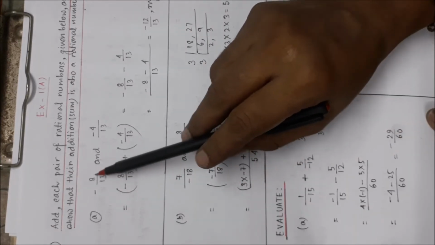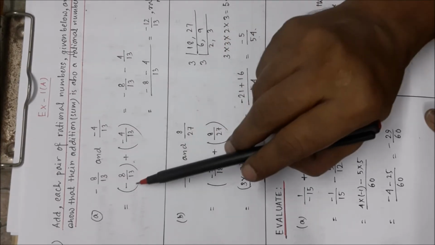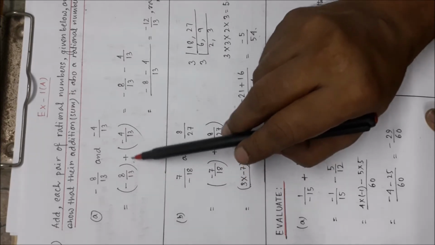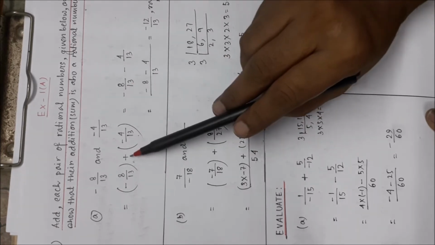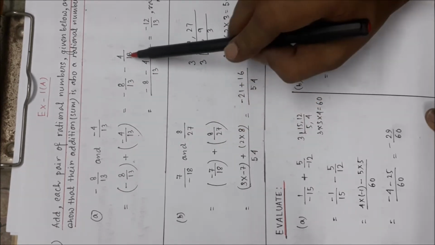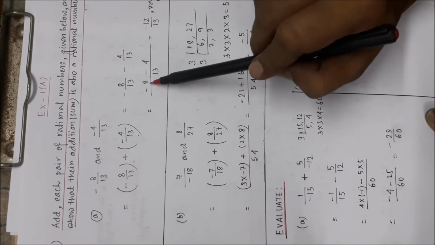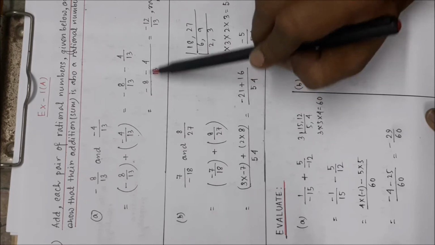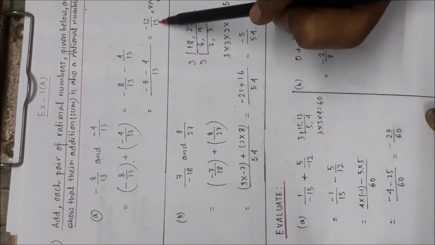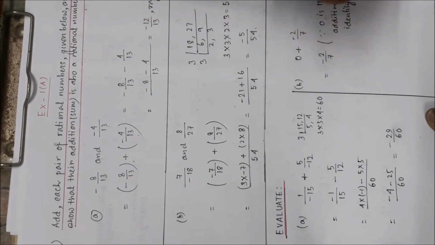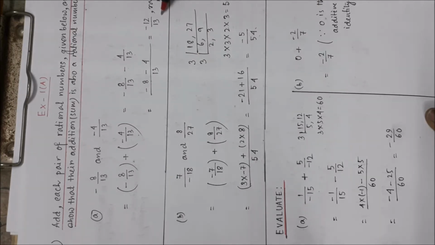It is given as minus 8 by 13 and minus 4 by 13. So we need to add. So I am writing minus 8 by 13 plus minus 4 by 13. So the LCM of 13 and 13 is 13. If you simplify the numerator, you will get minus 8 minus 4, which is equal to minus 12, and the denominator is 13. So minus 12 by 13 is a rational number.